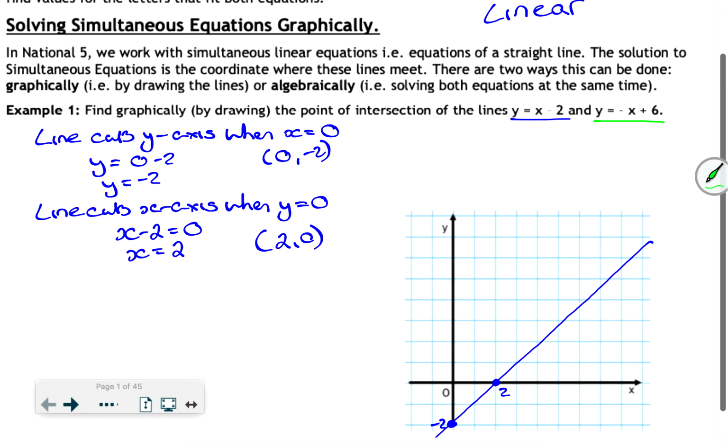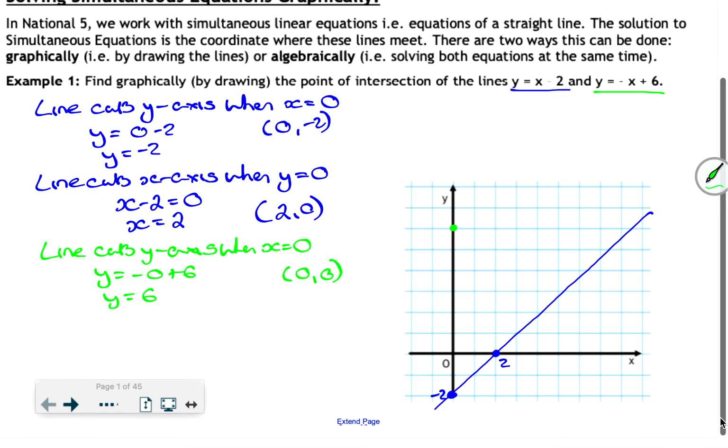Next one we'll do in green. The line y is equal to minus x plus 6. So I can say that the line cuts the y-axis when x is equal to 0. So y is equal to minus 0 plus 6. So y is equal to 6. So it cuts the y-axis at (0, 6). 1, 2, 3, 4, 5, 6. And the next bit we can say it cuts the x-axis.